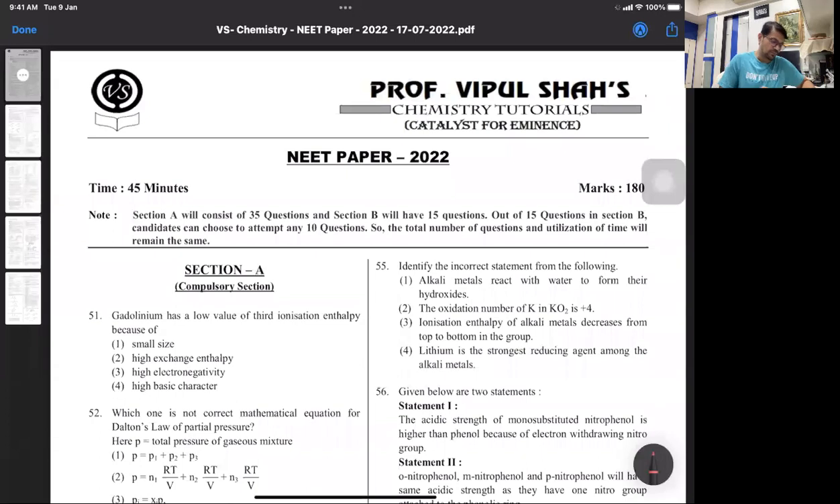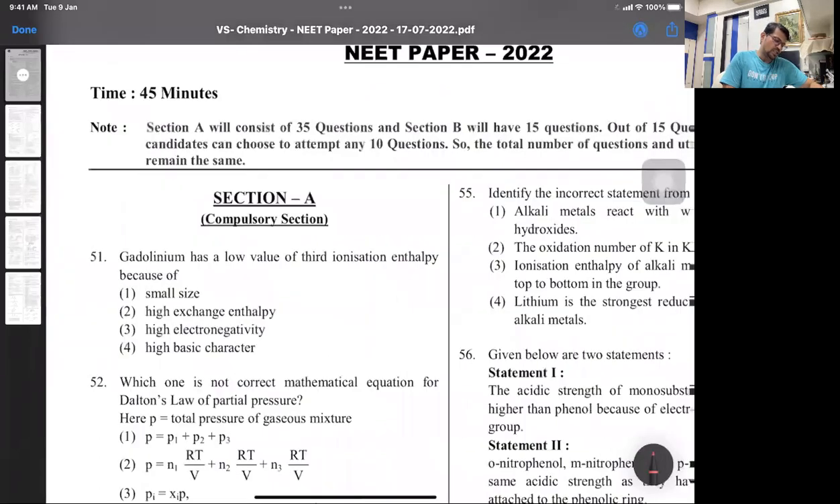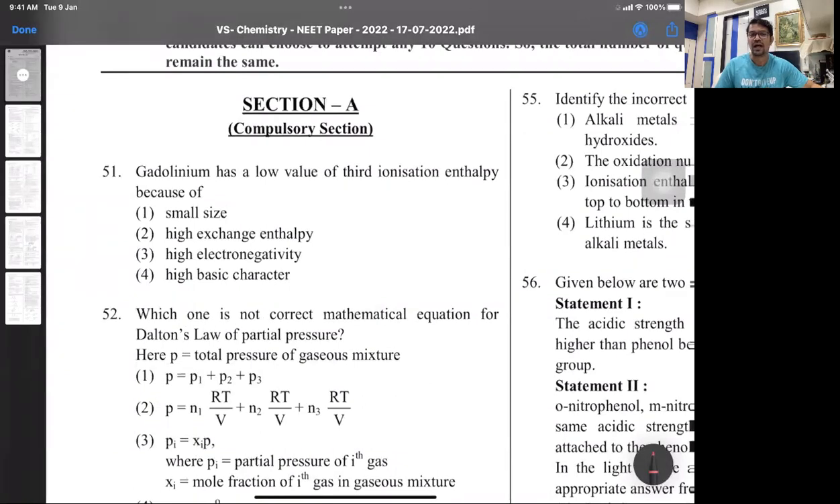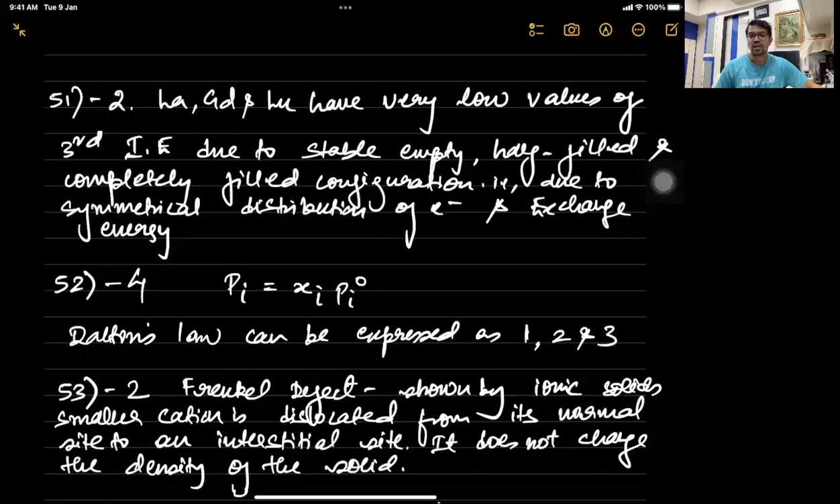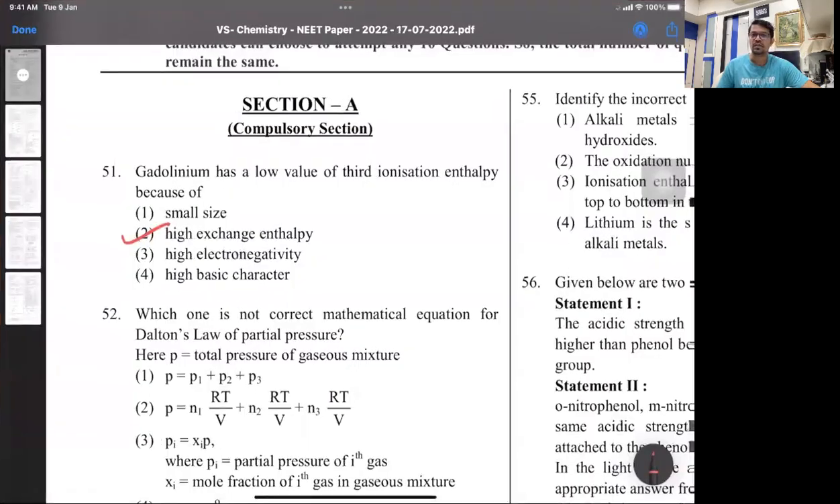Let's discuss right away. To start with the first part over there, it says gadolinium has low value of third IE because of. Here the answer is simple. It's because of its high exchange energy, that is due to the stability of empty, half-filled and completely filled orbitals, where we know the stability rule is because of two factors. One, the symmetrical distribution of electrons and the exchange energy. So here, because of La, Gd, Lu, which are empty, half-filled and completely filled, you can explain the stability due to the high exchange energy. That is the second one there.